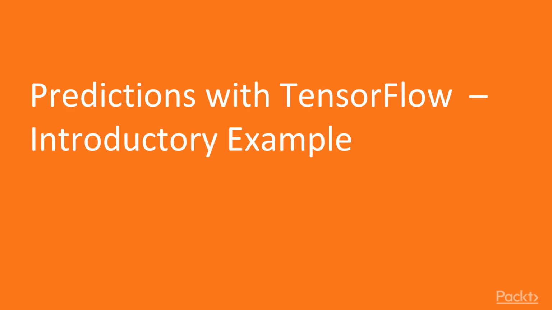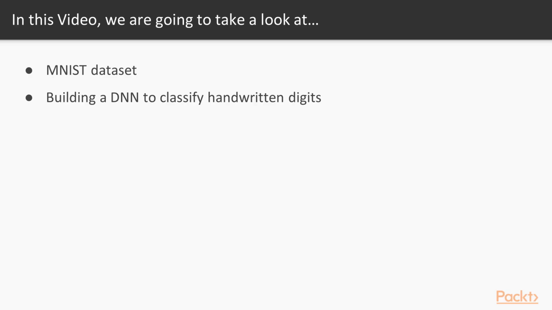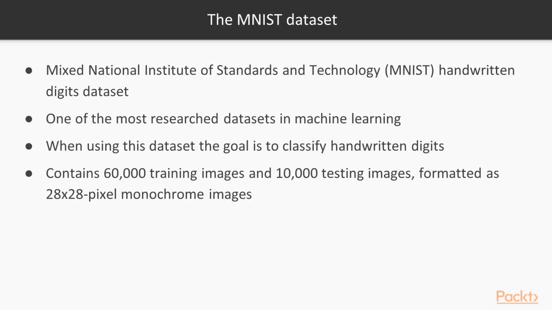Okay, this is the first video of this section, predictions with TensorFlow, an introductory example. In this video, first we will talk a little bit about the MNIST dataset, and then we will go to the Jupyter notebook to actually build a deep learning model to classify handwritten digits. Now, in case you don't know about this MNIST dataset, MNIST stands for Mixed National Institute of Standards and Technology, and these people from this institution produced this handwritten digits dataset.